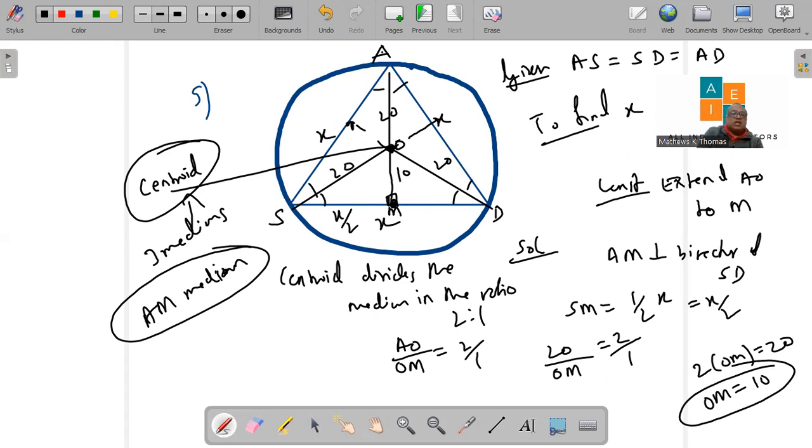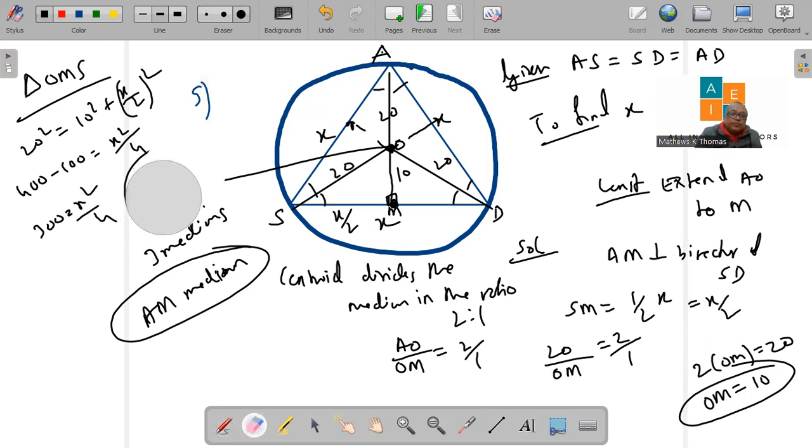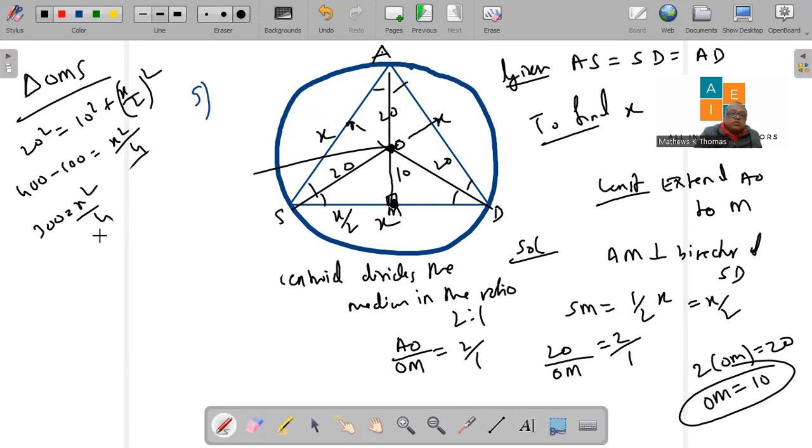Now in triangle OMS, this is a right angle triangle, so we can use Pythagoras. 20 square equals 10 square plus (x by 2) whole square. 20 square, that is hypotenuse square, is equal to the sum of perpendicular square plus base square. So 400 minus 100 is x square by 4. When I solve (x by 2) whole square, I'll get this. So 300 equals x square by 4.